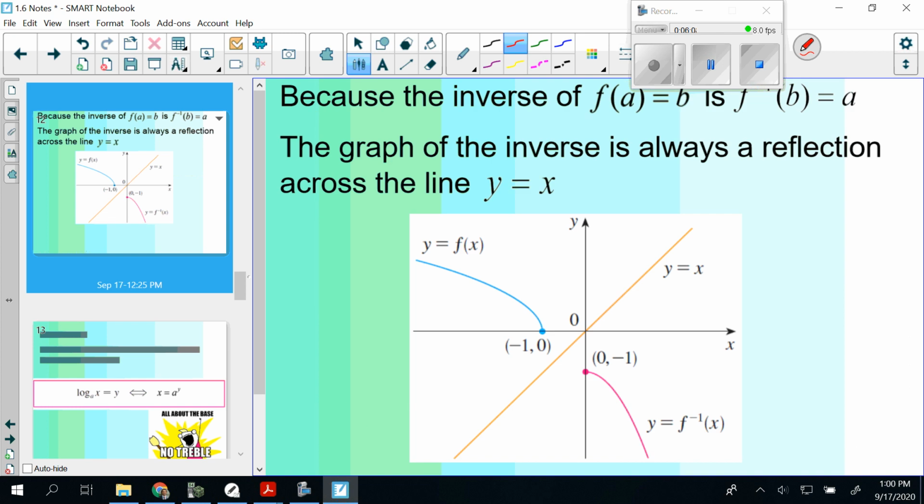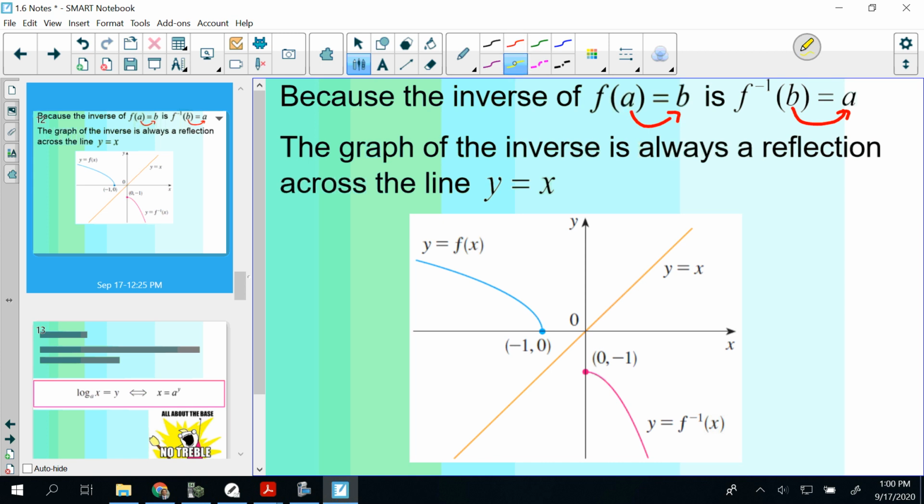Last thing here: the inverse of f of a is b. If the function at a maps to b, then the inverse of b is going to map back to a. Because of that property, the graphs of inverses are always going to be reflections of each other across the line y equals x. Right here is that line y equals x. It's like x plus 0, so the y-intercept is 0 and the slope is 1, going over 1, up 1, and so forth. It's just a 45-degree angle line.